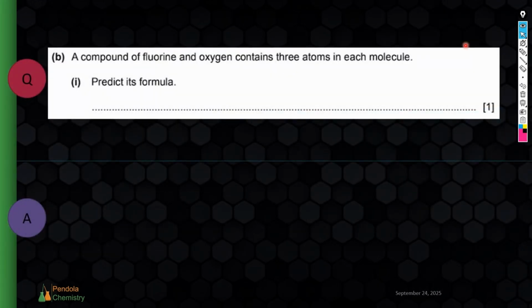So this is a kind of question you might be asked in the AS exam. This is a paper 2 question, and it's not as direct, right? It's not as straightforward as you would think or hope for this type of topic. It says here, a compound of fluorine and oxygen contains 3 atoms in each molecule. Predict its formula. So let's bring up a more workable version of this.